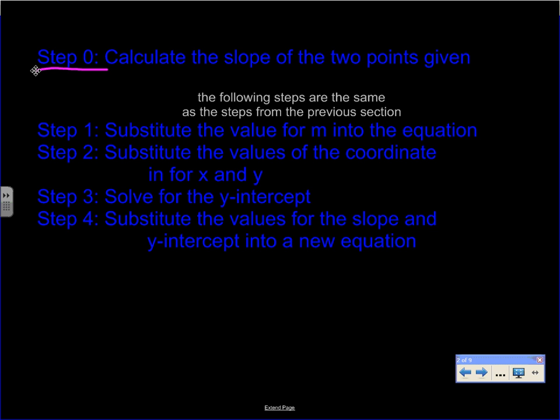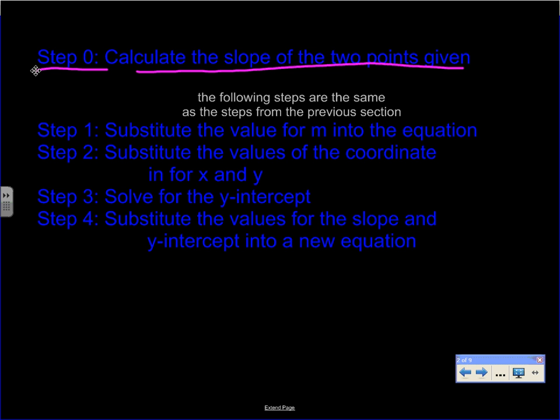I'm calling it step 0 to the mix here. The only difference between this section and the last section is that you're given 2 points, and with those 2 points, you're going to calculate the slope of those 2 points that were given to you.